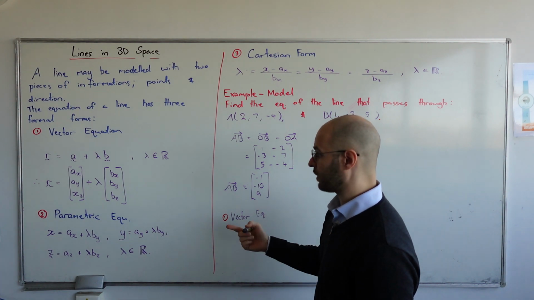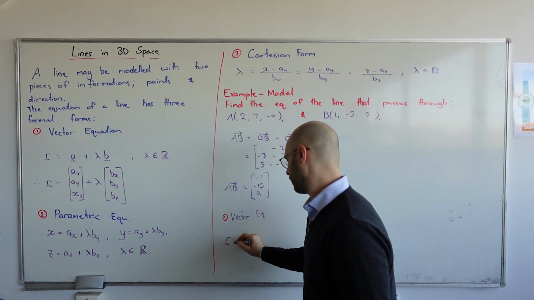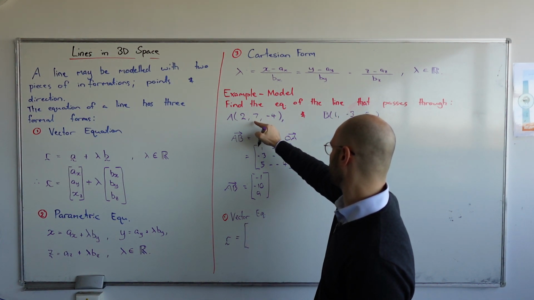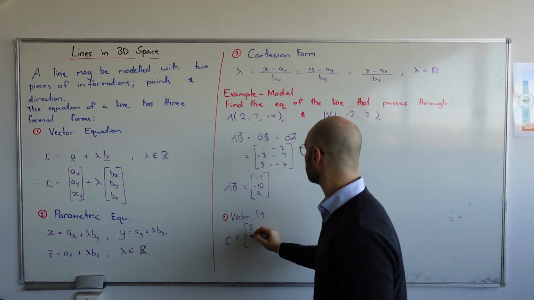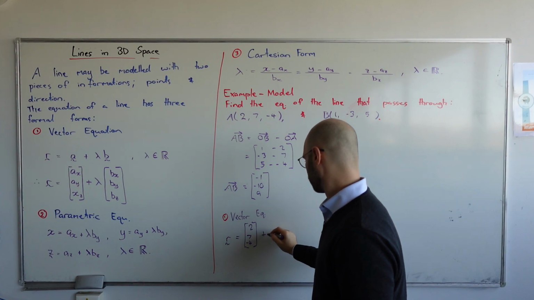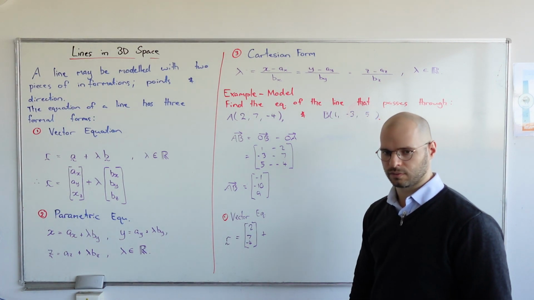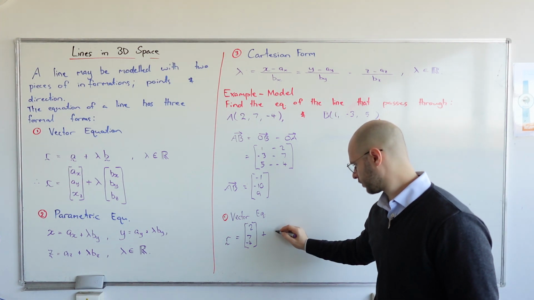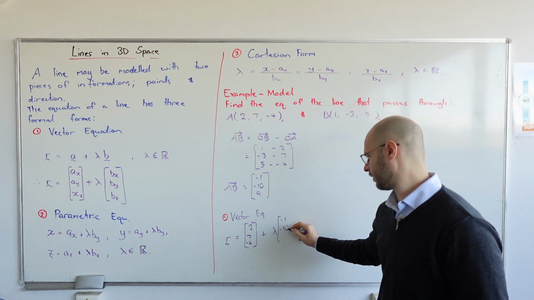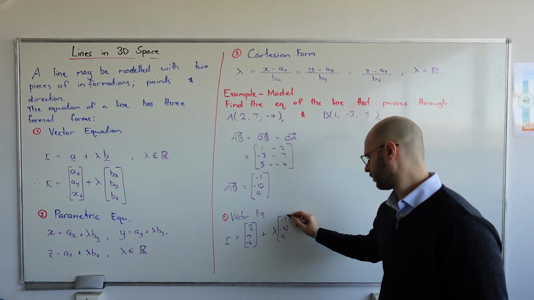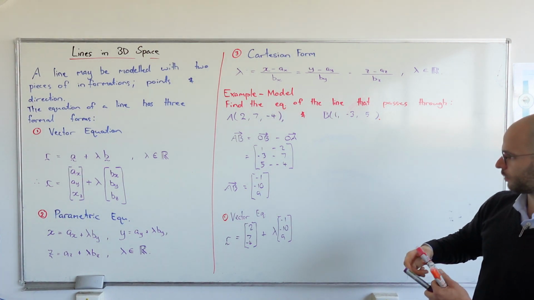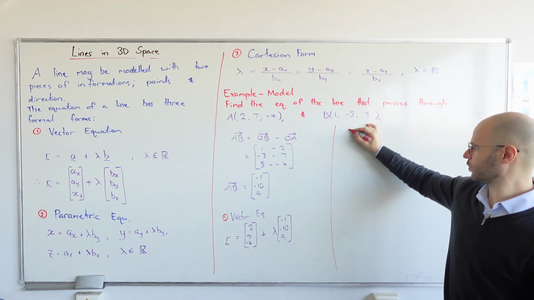So modeling this as a vector equation, we just say line r is equal to point A, which is going to be 2, 7, -4. Do we want to use lambda or mu? And your direction vector is -1, -10, and 9. Any questions? Perfect, you understood all of it.